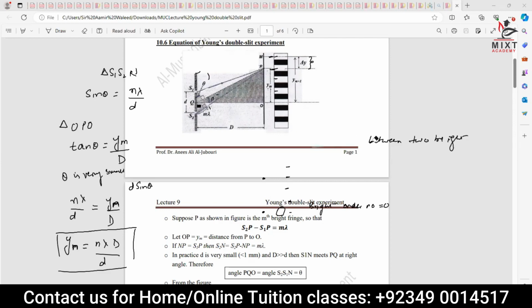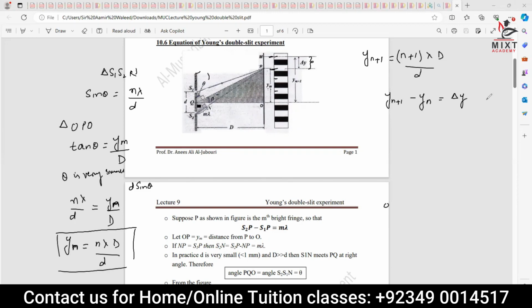Yes, Alicia? Okay. Now, once you reach this point, what is our main target? We need to find out this delta y. For that reason, we already found out yn. Now, let's find out yn plus 1. How will you do this? Just place here n plus 1 instead of n. So, it will be (n plus 1) lambda D upon small d. Now, how will you find the spacing? The formula will be yn plus 1 minus yn. That will give you delta y, the distance between two consecutive fringes.